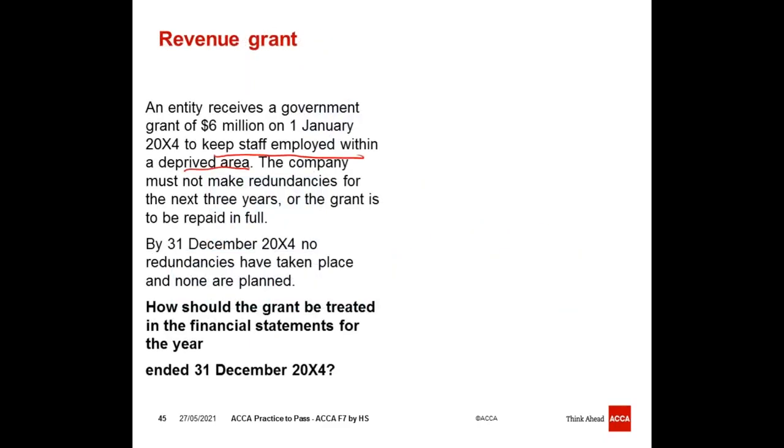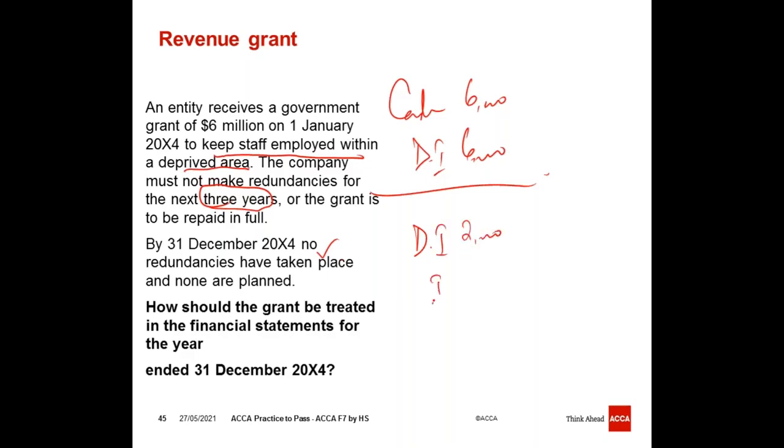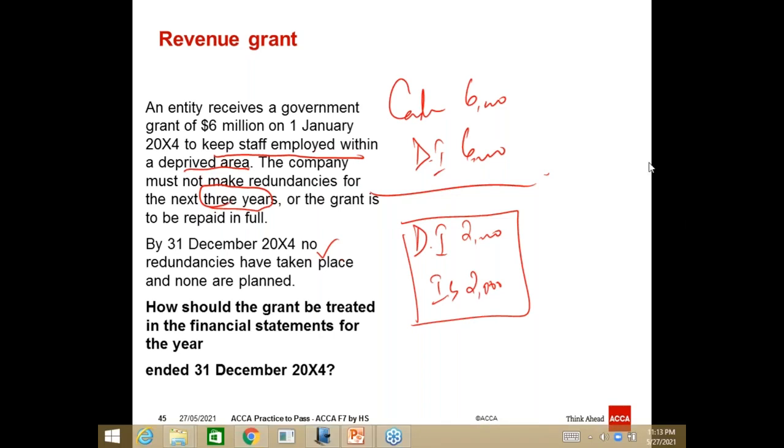The company must not make the redundancy for the next 3 years. So the criteria is that you should maintain this for the 3 years. The accounting entry at the start of the period should be cash debit and deferred income credit for 6 million. And this grant will now be amortized over 3 years. So at the end of the first year, the accounting entry will be deferred income debit by 2000 and income statement credit by 2000. So in the income statement, you will recognize a deferred income government grant of 2000. Is it clear?